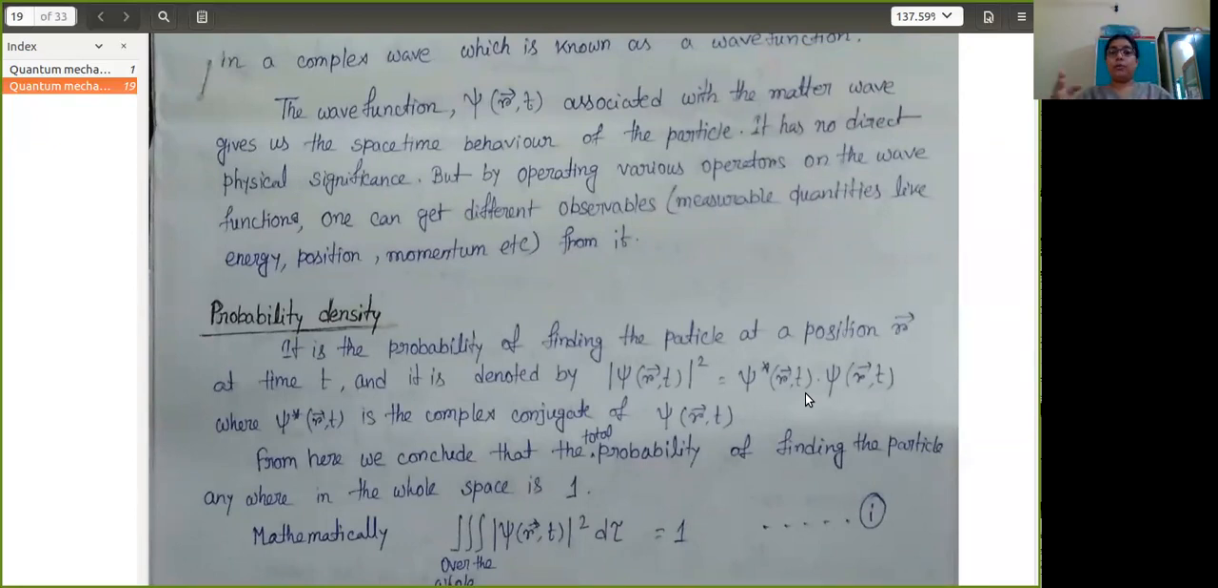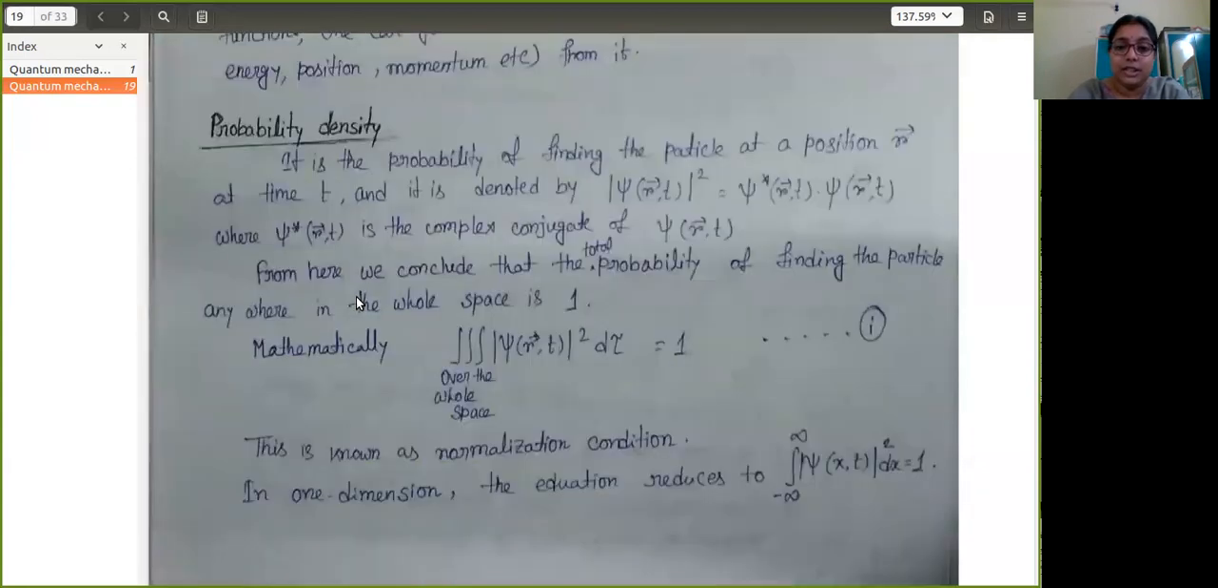This is a property of any wave function. The mod square of the wave function, if you integrate it over the whole space, you have to get 1. So by the wave function psi, we get nothing, but by the mod square, we get the probability. Now let us see what else we can get.